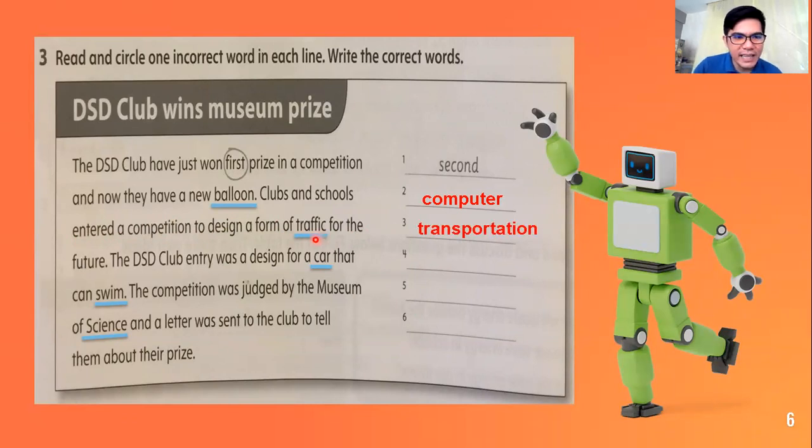transportation. The DSD Club entry was a design for a blank. Is it a car that can swim? 4 and 5. Is it a car? What's your answer? 3, 2, 1. I know you've been thinking, a bike that can, number 5, fly. And last number, the competition was judged by the Museum of Science and a letter was sent to the club to tell them about the prize. Was judged by the Museum of Inventions. All right, and that's it.